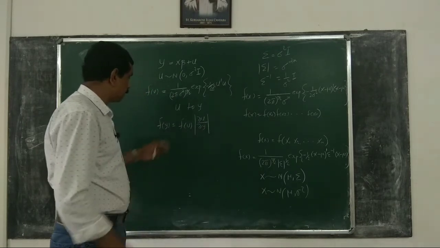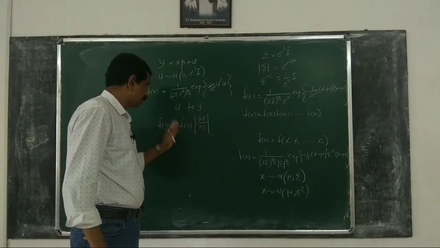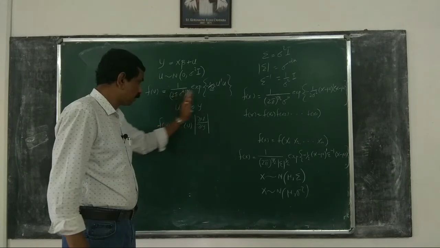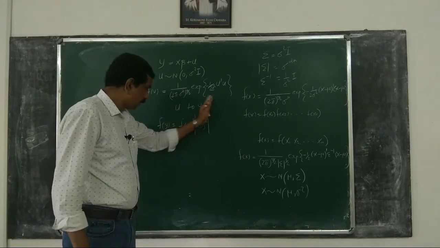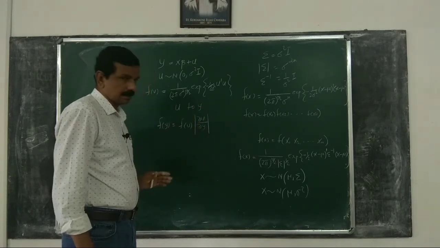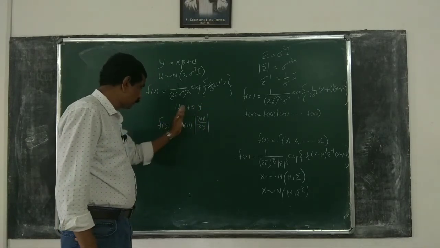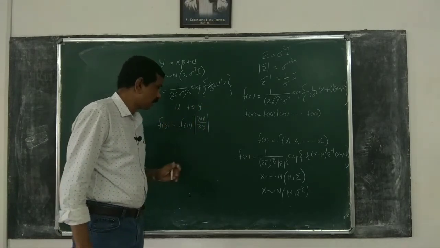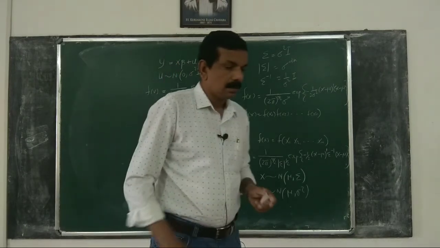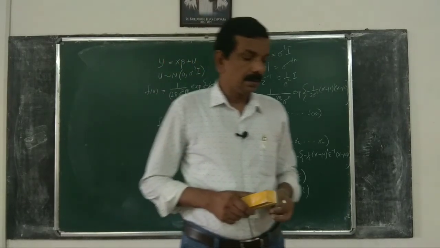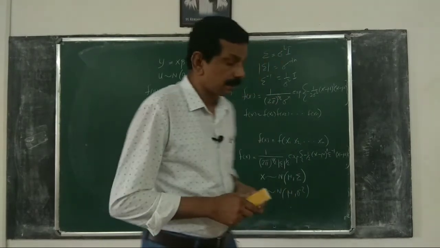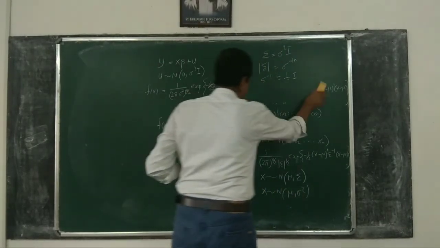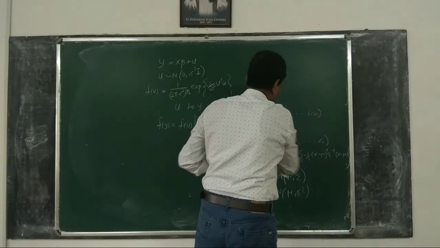The transformation from U to Y, since we assume multivariate normal density for U, also implies multivariate normal density for Y. And the transformation from U to Y is Fy is equal to Fu into the absolute value of dou U by dou Y. Now let me say what this dou U by dou Y is.